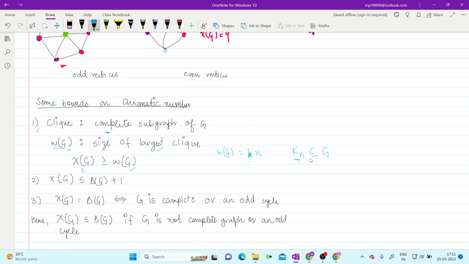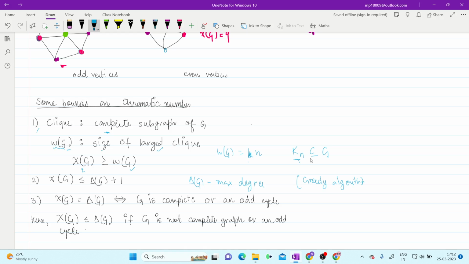Then there is also an upper bound on the chromatic number: the chromatic number will always be less than or equal to the maximum degree plus 1. Here Delta(G) refers to the maximum degree, which means we look at the degree of each vertex and take the maximum. The chromatic number will always be less than or equal to this, and this can be shown using the greedy algorithm, since we can color any graph by the greedy algorithm.